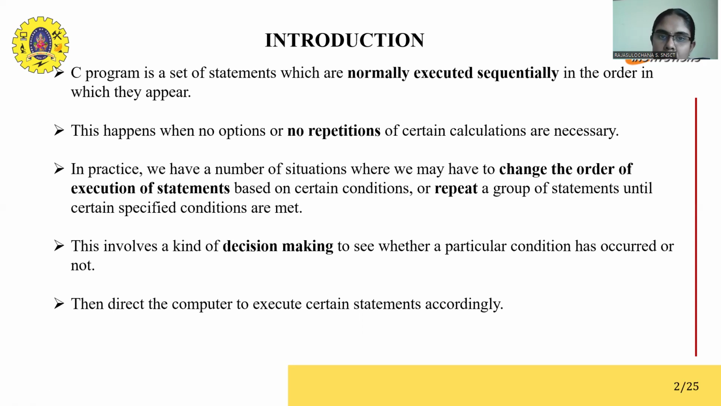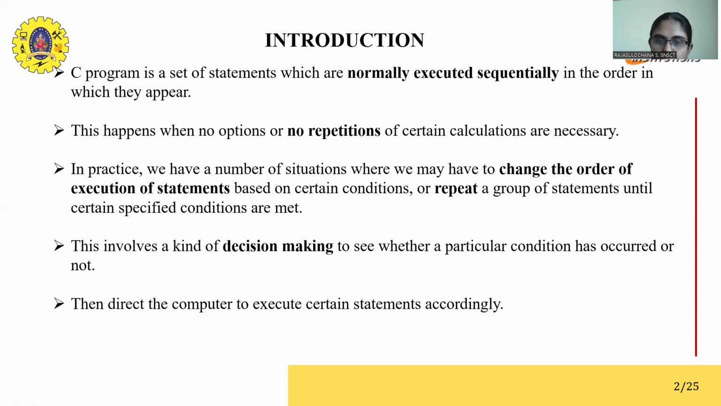So, what is the need for decision-making statements? If we want to check a particular condition, and based on that condition, execute a certain set of statements, we go for decision-making statements. Normally in a C program, the statements are executed in sequential order. This happens when there is no repetition of certain calculations. But we may have a situation where we need to change the order of execution of statements based on a certain condition, or repeat a certain group of statements until a specific condition is satisfied.